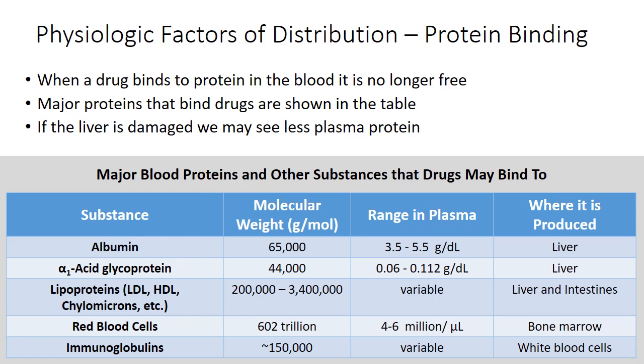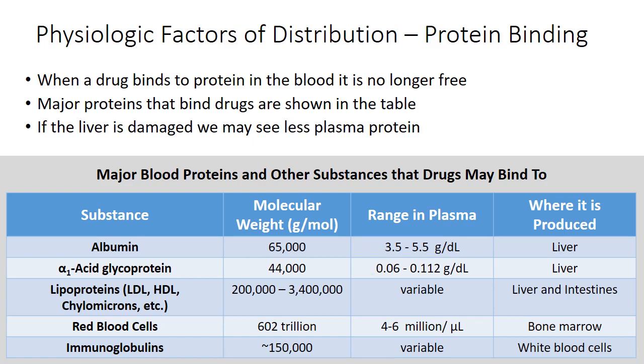Albumin is, if you look at the concentration range in the plasma, a very large percent of plasma protein. Just looking at the concentration, 3.5 to 5.5 grams per deciliter is a lot more than this other one called alpha-1 acid glycoprotein. Alpha-1 acid glycoprotein does bind to specific drugs, so that is relevant, but albumin is more abundant.